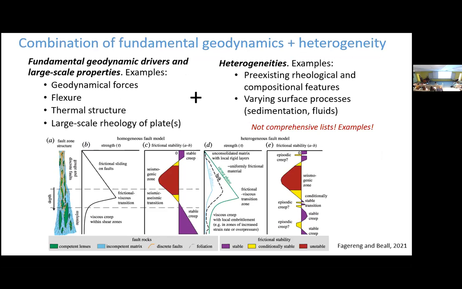And we can think for all of these systems that you have some combination of these, as I put here, fundamental geodynamical drivers or large scale rheology that is the first order control on these systems. What are the plate tectonic forces involved? What is the large scale thermal structure and rheology of the plate or plates involved? Flexure, but superimposed on that are a number of heterogeneities. We know that the Earth is complicated, and so the plates involved have a history that's baked in and influences later processes. And we also have other things that are varying, like surface processes.